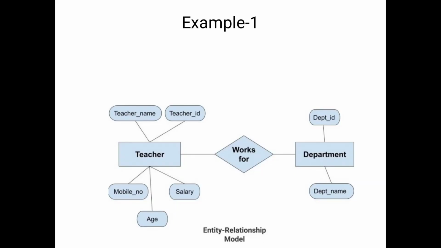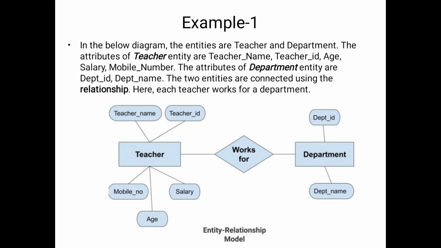Here I will consider one small example. So already we know what is the representation. Rectangle represents the entity. Here we have two entities, teacher and department. One relationship between teacher and department is works for. So this diagram name is teacher works for the department.